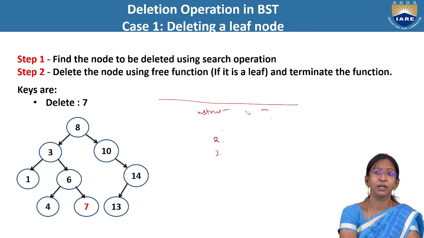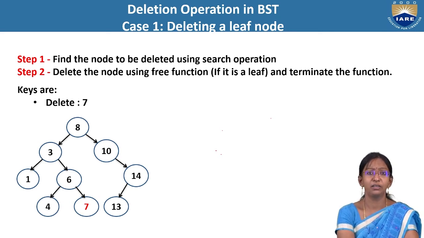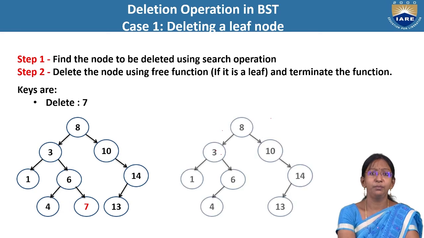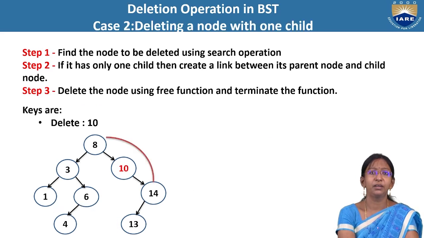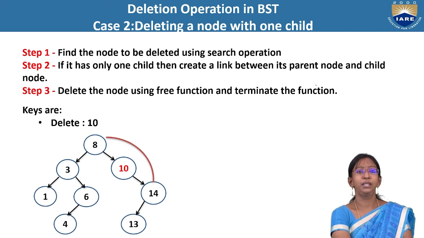Basically, there are three cases, my dear. The first case is if the node you want to delete is a leaf node. No problem, delete it. It will not shatter the BST. Very good, I removed 7, nothing ill happened. What if you try to remove a node with a single child? Before removing, you have to build a relation between its child and parent. That is, if you want to delete 10 over here, build a relation between 8 and 14.